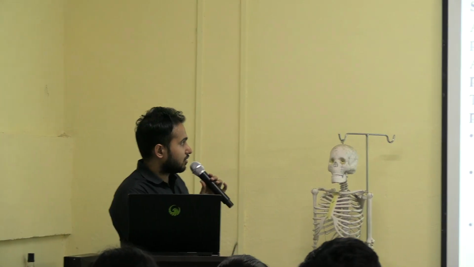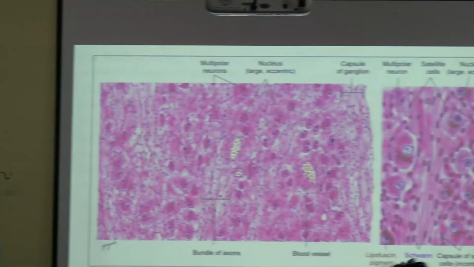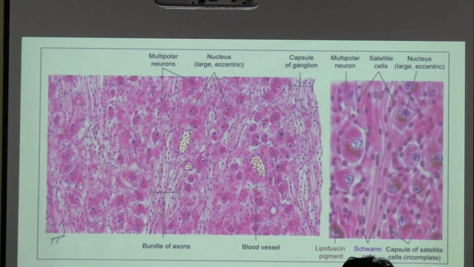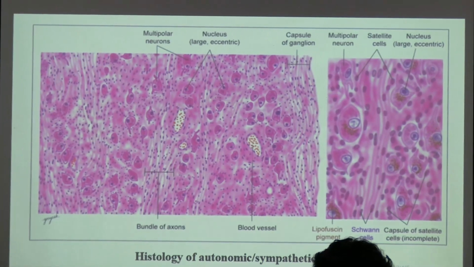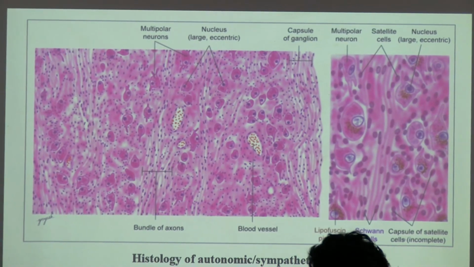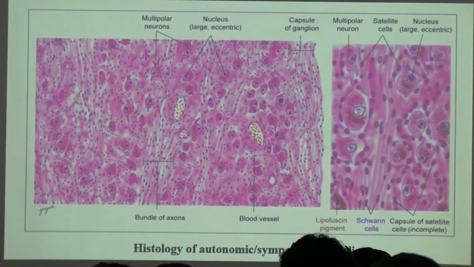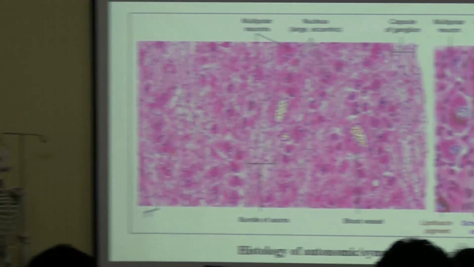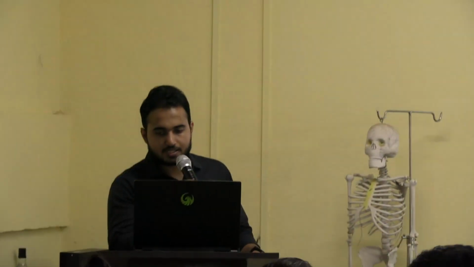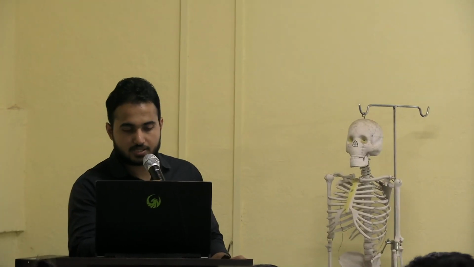Okay, next is the autonomic ganglia. Let me show you the diagram. Here you can see the diagram of the autonomic ganglia. What you can see in the autonomic ganglia: here also aggregations of the cell bodies are present. Autonomic ganglia are subdivided again into sympathetic and parasympathetic.